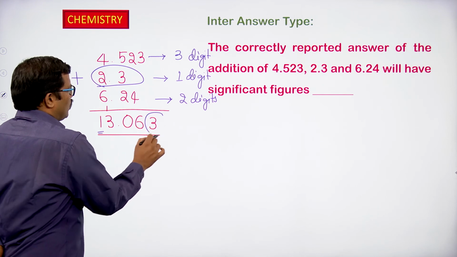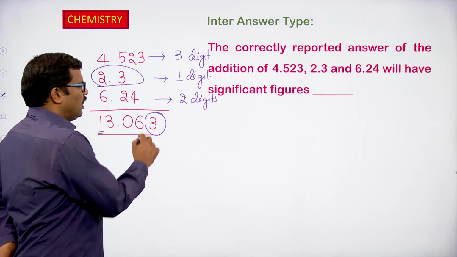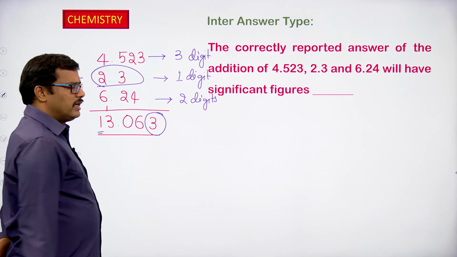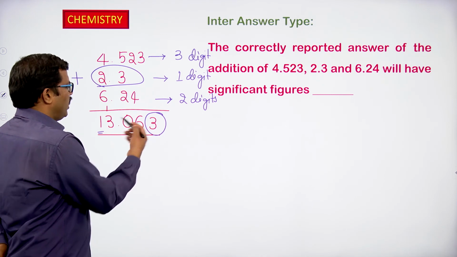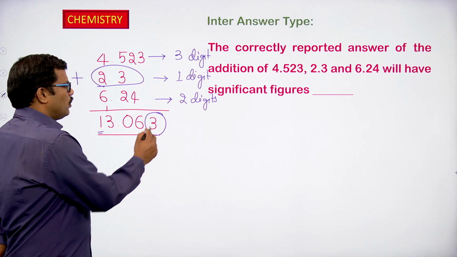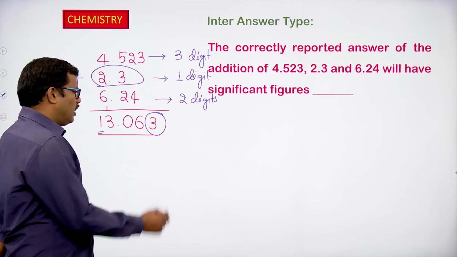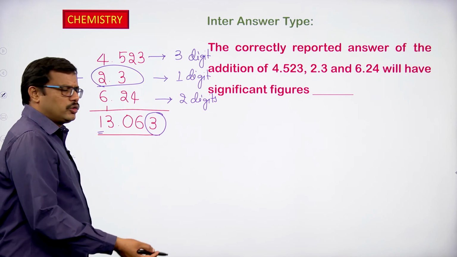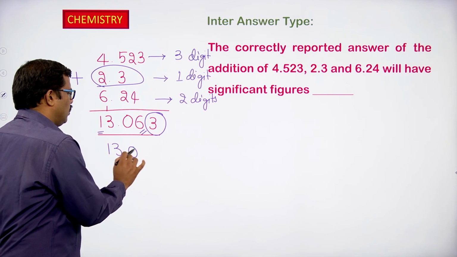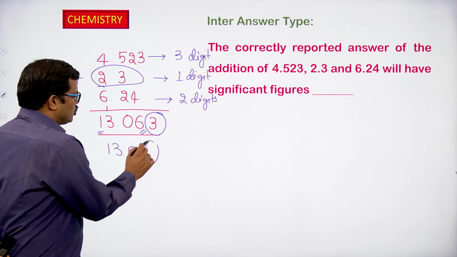So, in that case we have to round off the number. Here we have 3 digits after the decimal point, so we have to convert it into only 1 digit after the decimal point. So, here I have to remove the rightmost digit, that is 3. In order to remove 3, 3 is less than 5. So, in that case the preceding number is not changed. So, we can write it as 13.06 as it is. Now, this has to be removed.